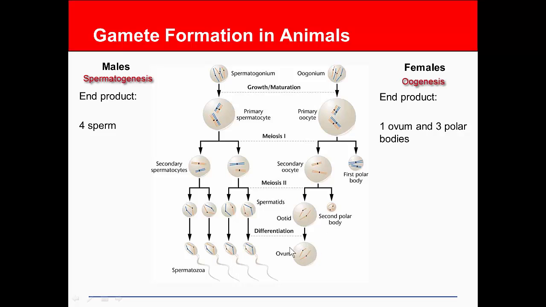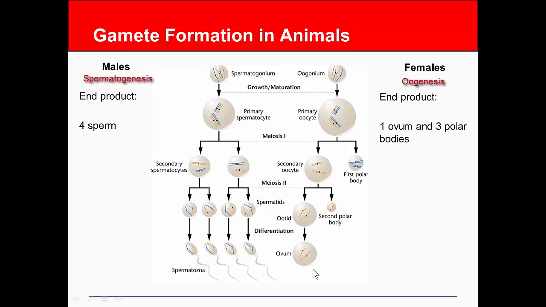So in the end, females during gamete formation end up with one ovum that has a haploid number, and then they end up with these extra polar bodies, which just degenerate. They don't really serve a purpose other than to get rid of those extra chromosomes. So this is a little bit different than how it happens in males.